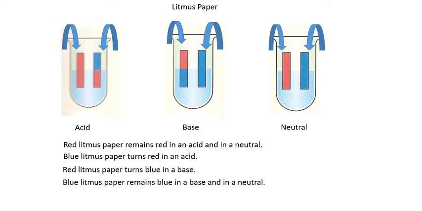So if your red litmus paper remains red in a substance, you don't know whether that substance is an acid or a neutral, because red litmus paper remains red in both acids and neutrals. But if you test the same substance with blue litmus paper, and if that blue litmus paper turns red, then you know that that substance is an acid and not a neutral. Whereas if the blue litmus paper remains blue, then you know that that substance is a neutral.